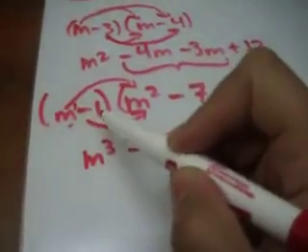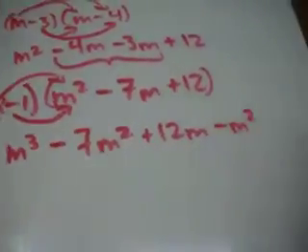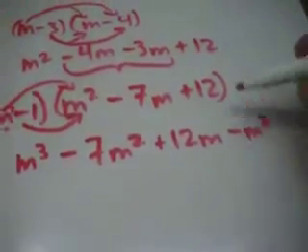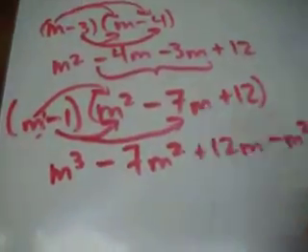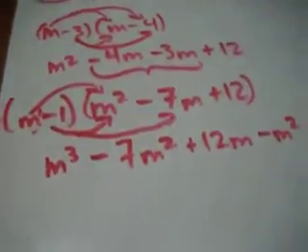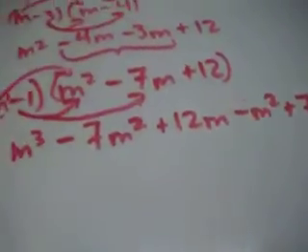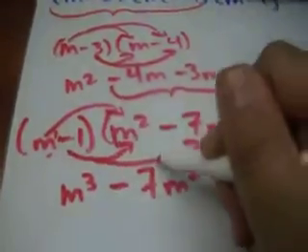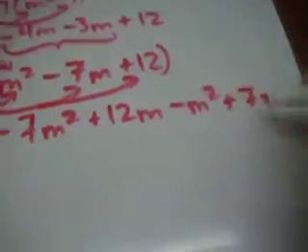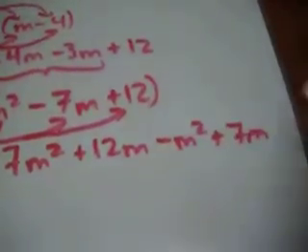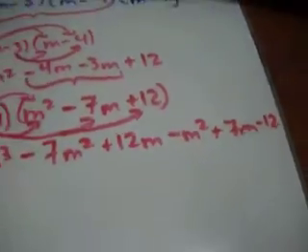So I have negative 1 times m squared, so that's just negative m squared. I could technically have put a 1 there, but we just assume that there's a 1 there. Negative 1 times negative 7m, and a negative and a negative is a positive. 1 times 7 is just 7m. And then lastly, negative 1 times positive 12, so that's negative, and I forgot an m there, so I'm just going to put my m. Sorry, negative 1 times positive 12, negative 12.